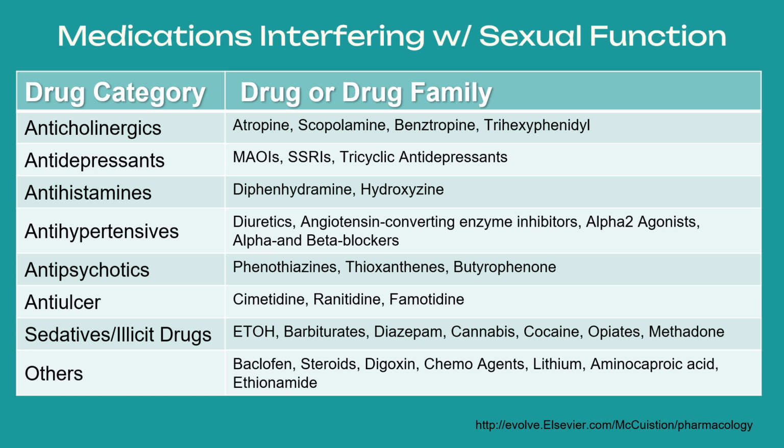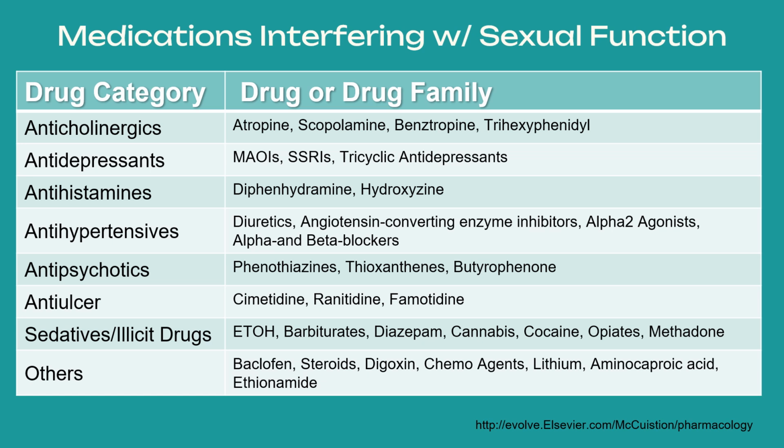This is some pharmacology text from the University of North Georgia, so you're going to see that probably in some of your curriculums. There is a chart that I adapted for this presentation, so please avail yourself to this. You can see there's anticholinergics, antidepressants, antihistamines, even Benadryl, hydroxyzine, antihypertensives, your diuretics, angiotensin converting enzyme inhibitors, your alpha 2 agonists, your alpha and beta blockers. Those are commonly used drugs.